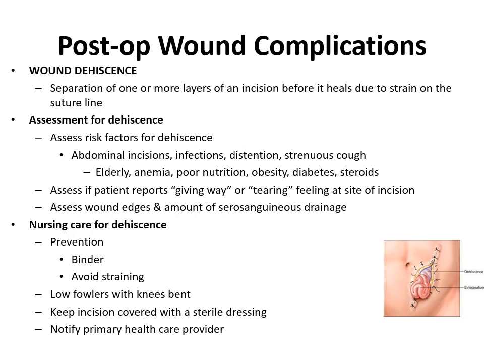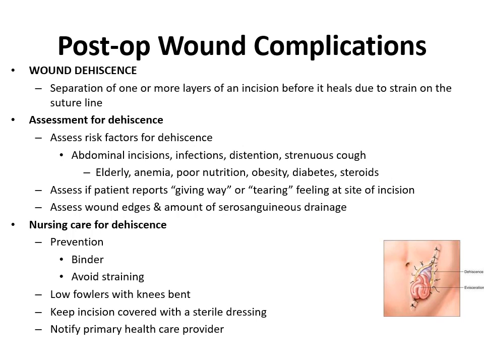All right, so another post-op wound complication that can occur, and it is especially prevalent on open abdominal wounds, is wound dehiscence. One or more layers of an incision will separate before it heals due to a strain on the suture line. So you want to assess your risk factors. The most common, like I said, are going to be abdominal incisions, but this can actually occur in any kind of incision that you have. But abdominal are going to be the biggest risk, and it's just because those are the wounds that are going to be at the most risk for strains.